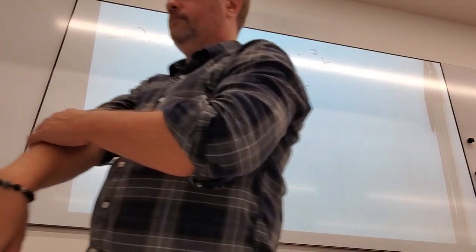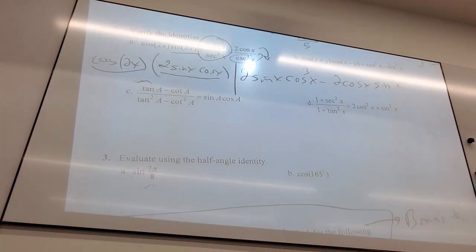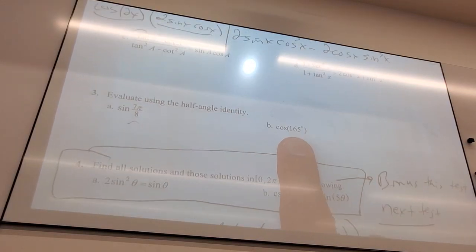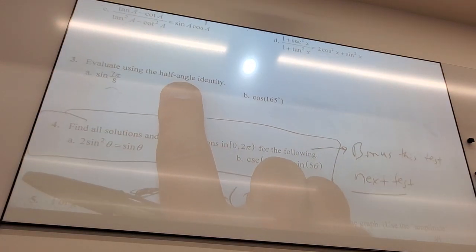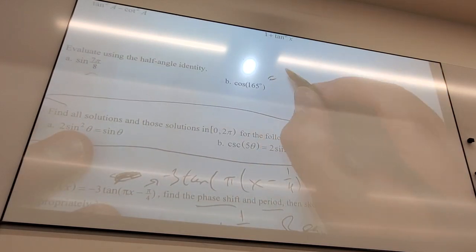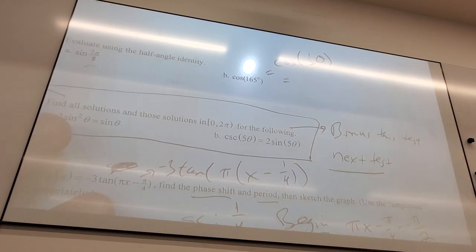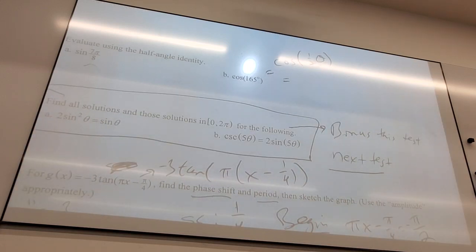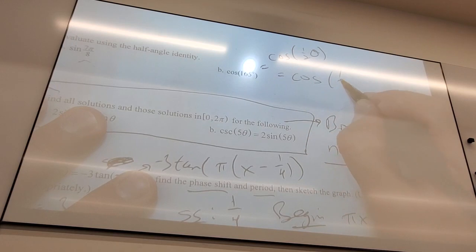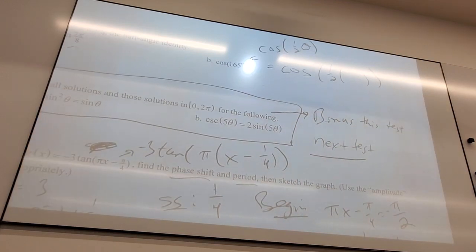Can you go over 3B, please? All right. So I explicitly say you have to use a half angle identity. So the first thing you do, can you rewrite this in the form cosine of half something? Because that's the half angle identity, right? So cosine of 165 is cosine of 1/2 of what? What is 165 half of? Well, how do you figure that out? 330? Yeah, you double the damn thing.